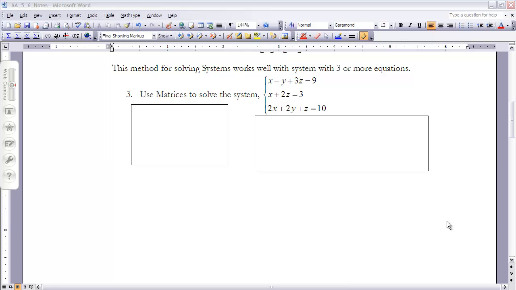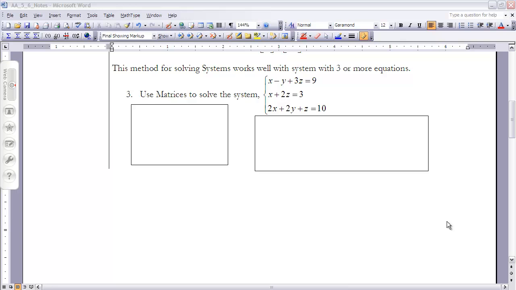This method also works really well for solving systems with more than 2 equations. If we have 3 or 4 or 5 equations within the system, we can use the technology of our calculator to help us with the grunt work that might be involved with solving a larger system.